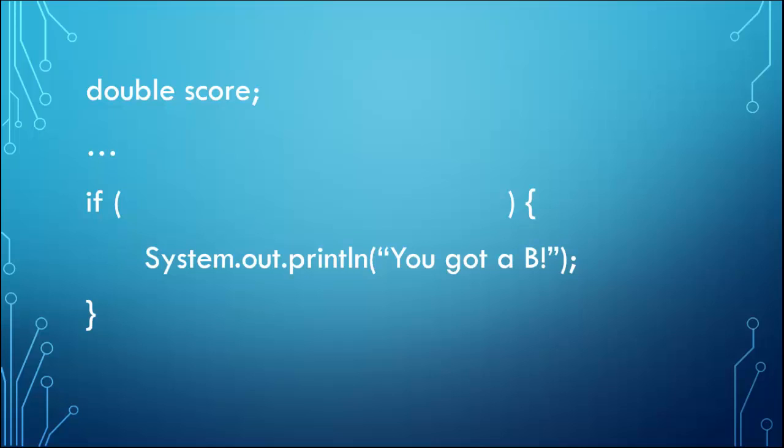Okay, hopefully you figured out the conditional. We're going to need if score is greater than or equal to 80, so they got an 80 or above, and score is less than 90, so they didn't get an A. If both of those pieces are true, then they got a B. We should print out our output here.